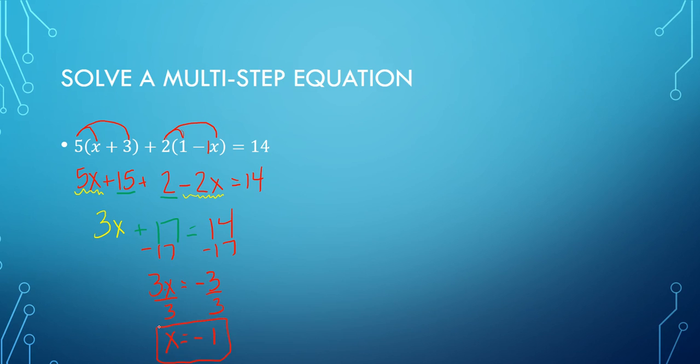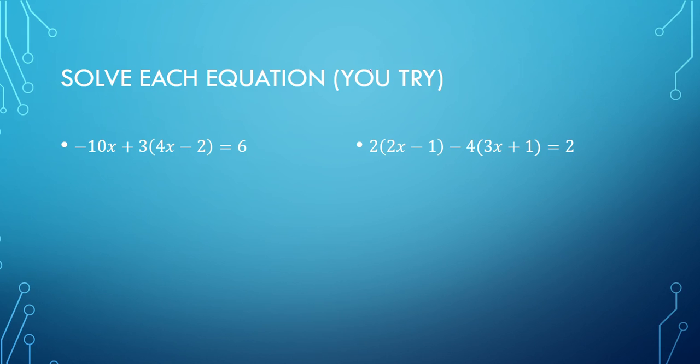Now if you're not sure if you did it correctly, you can always plug your numbers back into the original equation. So if we had negative 1 in for these x's, negative 1 plus 3 would be 2, and 2 times 5 would give me 10. 1 minus a negative 1 would be plus 1, so 1 plus 1 is 2, times 2 is 4, and 10 plus 4 does indeed give me 14, so I know I did it correctly. So you can always check your answers when solving equations. I'd like you to pause the video then and try these two problems.